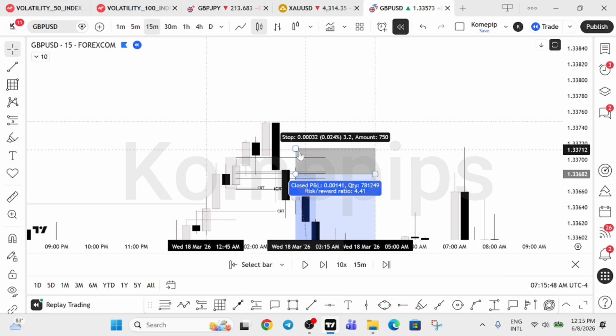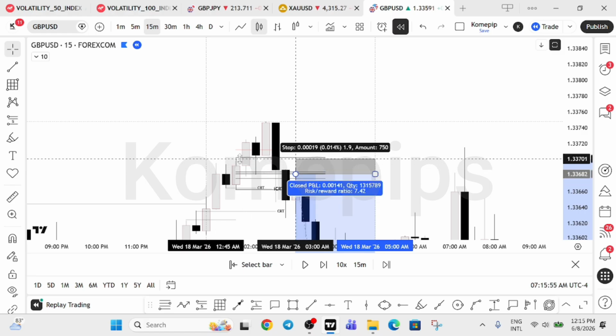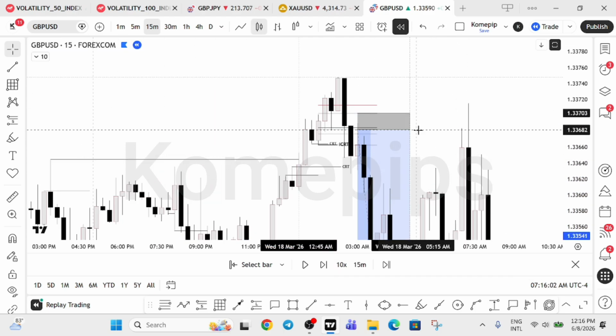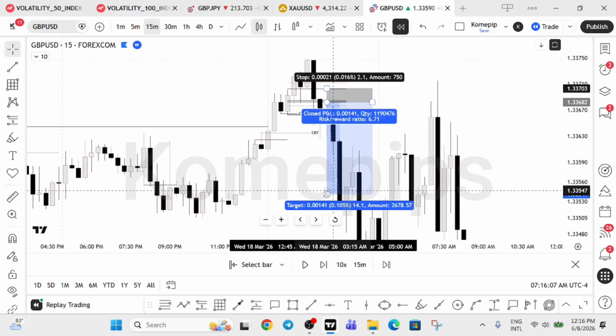Now, depending on the candle size, most times I give it room to breathe, but putting your stop loss here, you are still very safe, because once this candle gets violated with the body, it means that zone is bad, right? That zone has been invalidated, and that's how important the Komepips ICRT is.